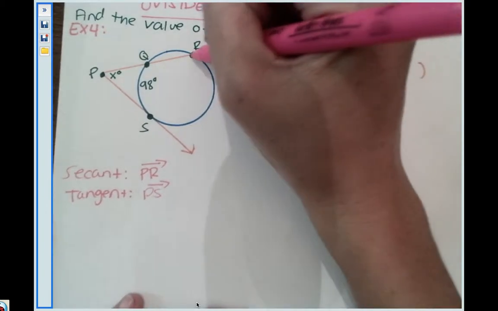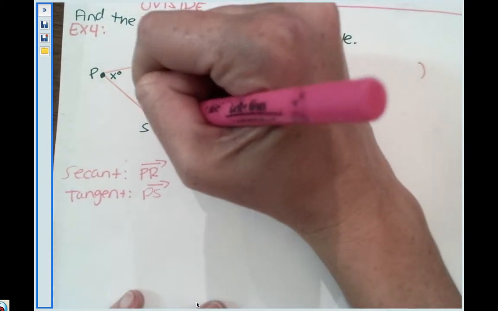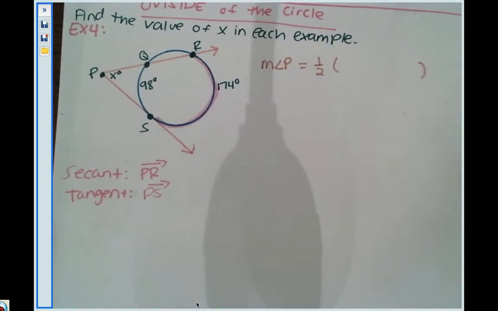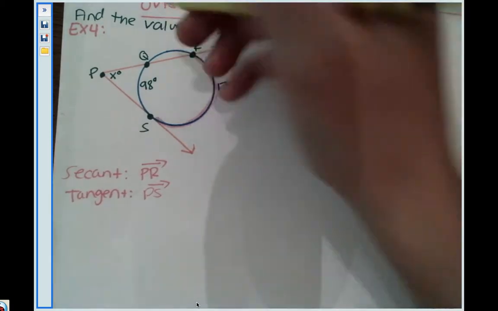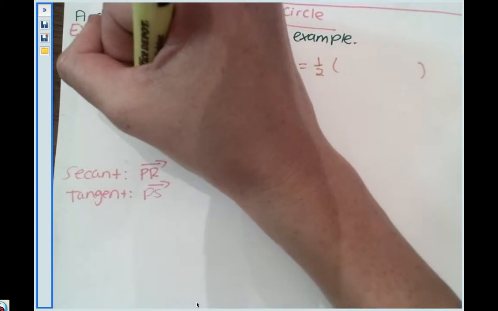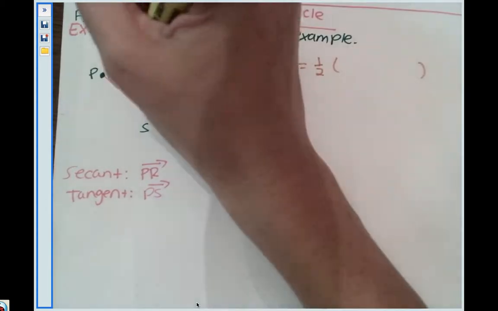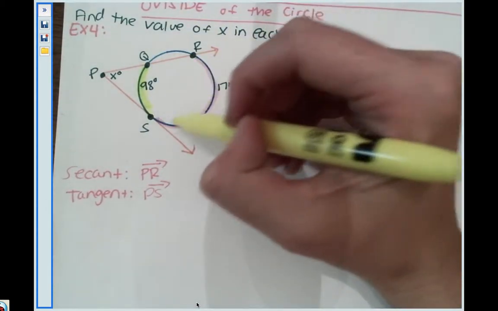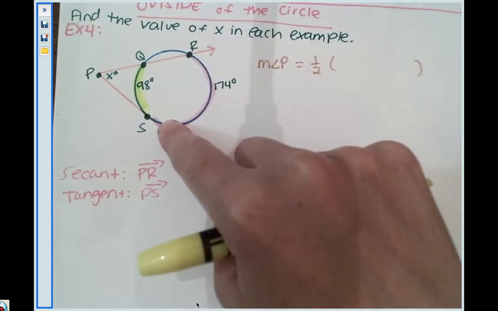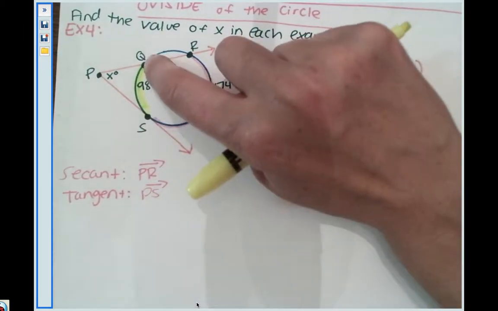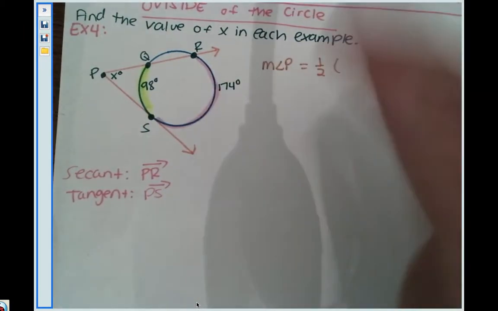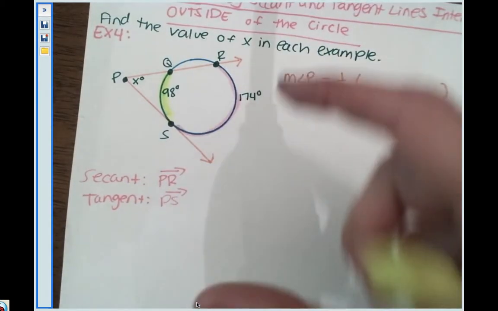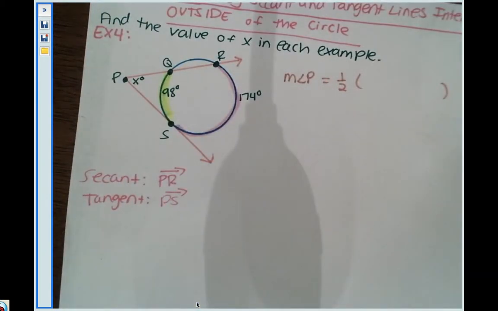It is arc RS and arc QS right here. Those are our two intercepted arcs, as they start and end where the angle starts and ends. So this one starts and ends here, and this one starts and ends here. It's where the angle hits the circle and the arc that goes through the angle.